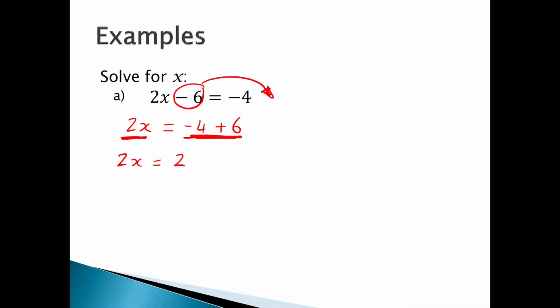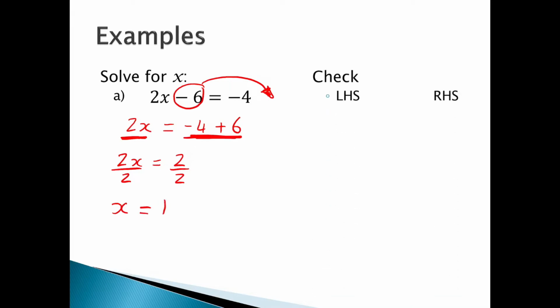Now how we're going to do that is we're going to divide by the coefficient of x. And in this case, 2 is the coefficient. So we're going to be dividing by 2 on both sides. So 2x divided by 2 is going to give me just x. And then 2 divided by 2 is going to give me just 1. So x equals 1 is my final answer.